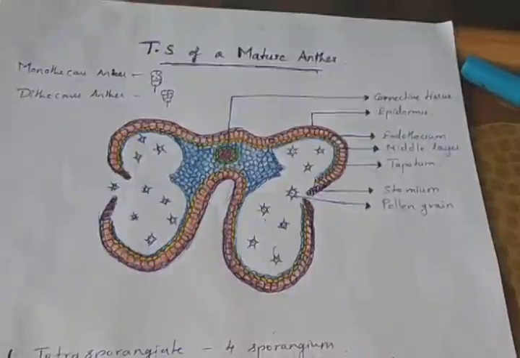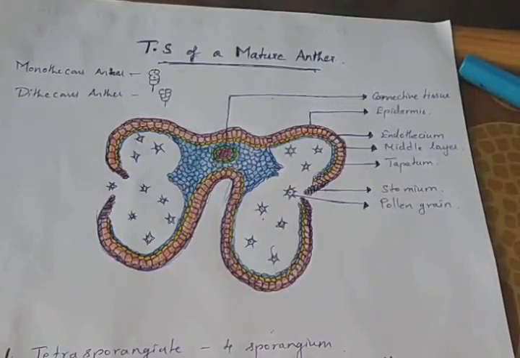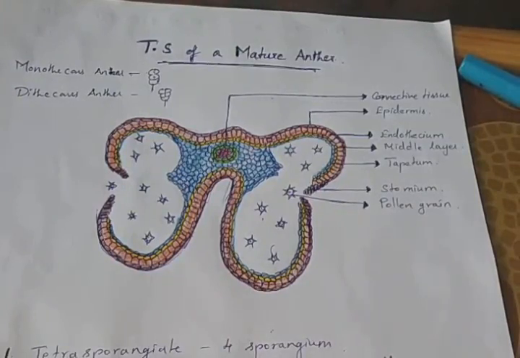Good afternoon, children. We have already learned about microsporogenesis. Microsporogenesis is the process of formation of haploid microspores or pollen grains from the sporogenous mother cell. We have also seen the development of anther in a flowering plant. Now we are going to learn about the transverse section of a mature anther.